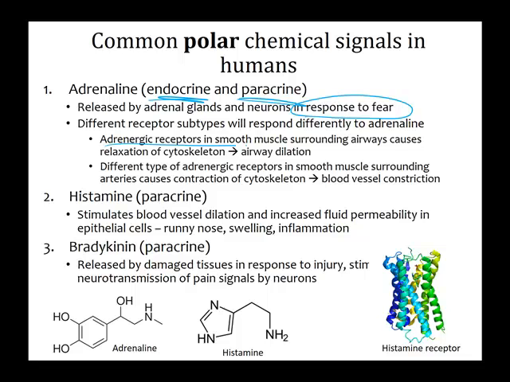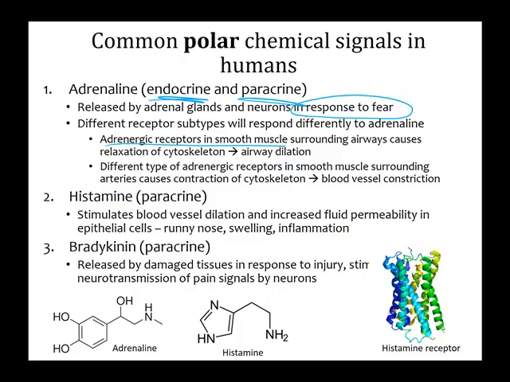Some adrenergic receptors are found in smooth muscle surrounding your airways, so your lungs, and it causes their cytoskeleton to relax. So your airways dilate, they get bigger. So an adrenaline rush causes your airways to open up so you can breathe a little easier and get oxygen delivered to your cells.